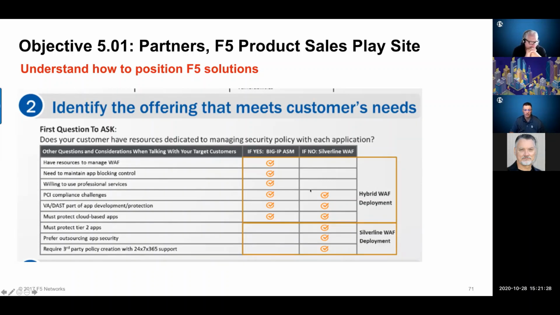Maybe you might have a customer here where they want to do on-premise DoS protection, but they want to protect their stuff in the cloud. Then you might want to sell them these two solutions, right? DDoS protection with Silverline, or WAF, depending on the situation. So you might get questions on that.